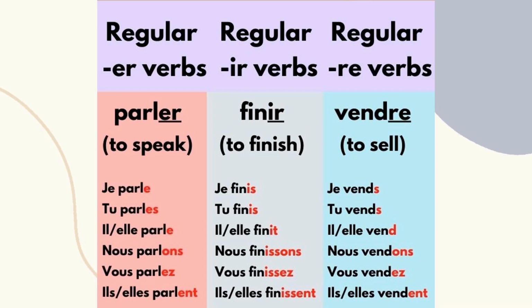Here are a few examples. Regular verbs can also be categorized into three categories. Number one is ER ending verbs, whose spelling ends with ER, as you can see here, parler, which means to speak. On the other hand, we have IR ending verbs, an example being finir, which ends with IR. And the third category is RE ending verbs, such as vendre, which means to sell. I'm going to explain all this after a particular slide, so let me go on further first.